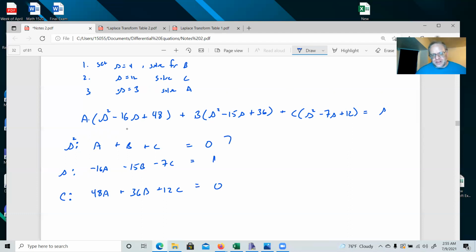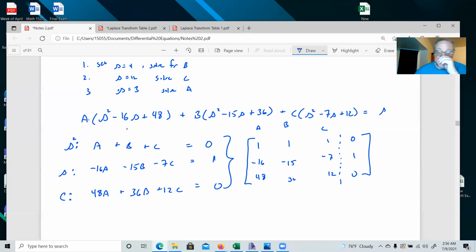For those of you who have linear algebra, we're going to make a matrix. For those of you who have not had linear algebra, all we do is write down the coefficients. This is the A column: 1, negative 16, and 48. For the B column, we have 1, negative 15, and 36. For the C column, we have 1, negative 7, and positive 12. Then we can make an augmented matrix and put our 0, 1, 0 answer on the other side.